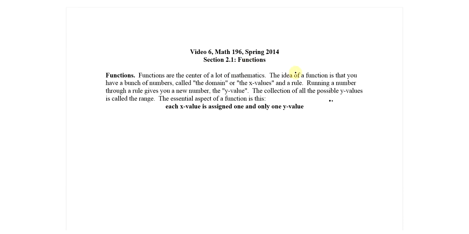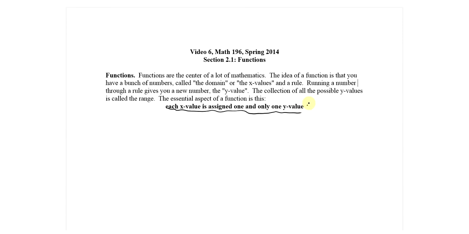And the idea of a function is that you have a bunch of numbers, which we'll call the domain, the x values, and a rule. And the rule tells you, given an x value, what's the y value that goes with it, right? So running a number through a rule gives you the new number, the y value. And the collection of all possible y values is called the range. And the key point of a function is this: each x value is assigned one and only one y value. If you know the x value, you can calculate the y value. This is called a number of different things. You probably know this statement as the vertical line test.